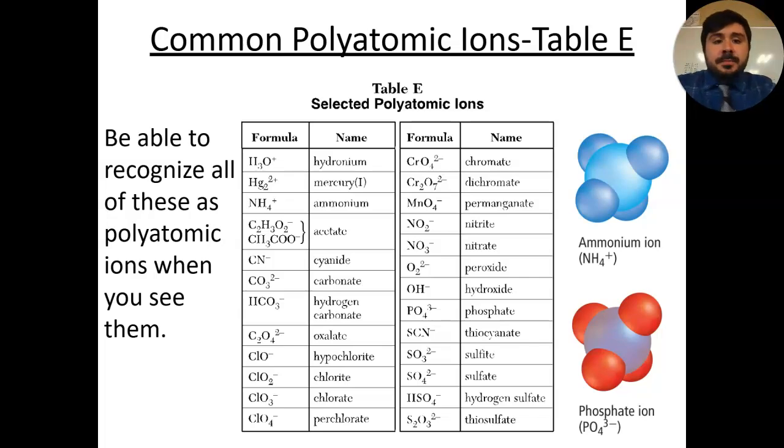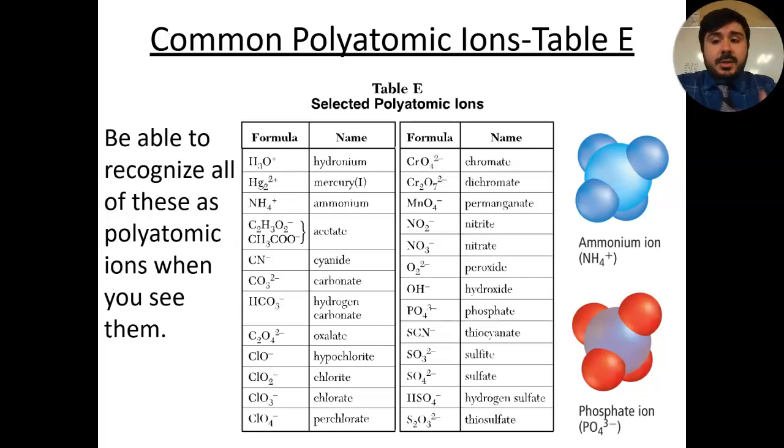Now, this table here is table E in your reference table. I believe it's on page 3. So if you were to grab your reference table and flip over to page 3, table E, which is known as your selected polyatomic ions table, has a list of all the different polyatomic ions that we're going to really focus on in this class.